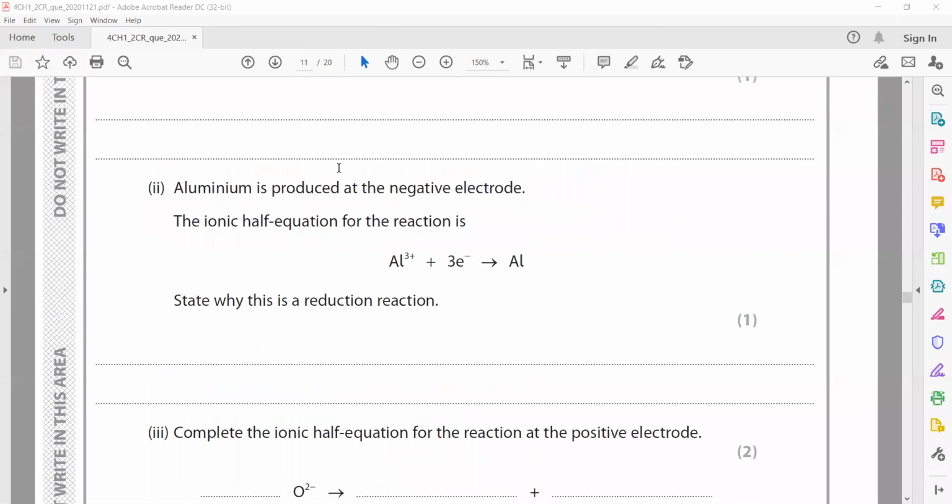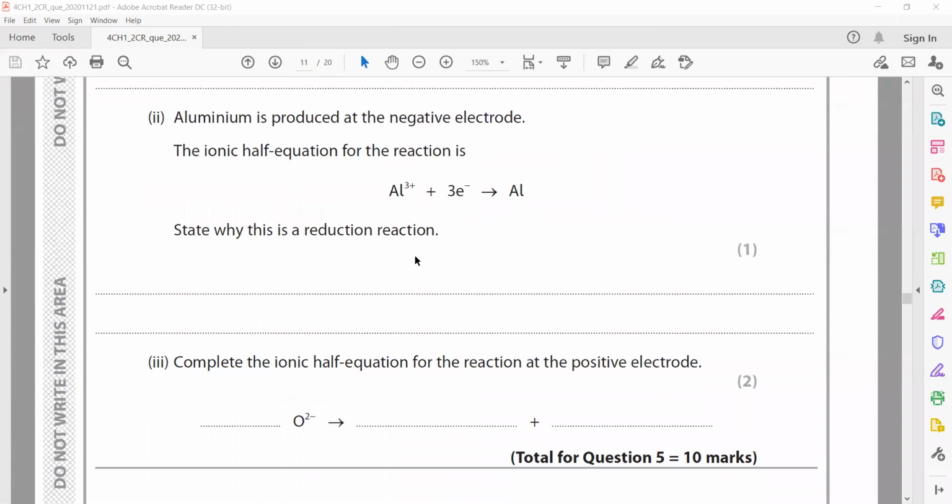The next part, aluminium is produced at the negative electrode. The ionic half equation is shown. Why is this a reduction? You will remember from OIL RIG: oxidation is loss of electrons, reduction is gain of electrons. Because it is a gain of electrons, that's why it is called reduction.